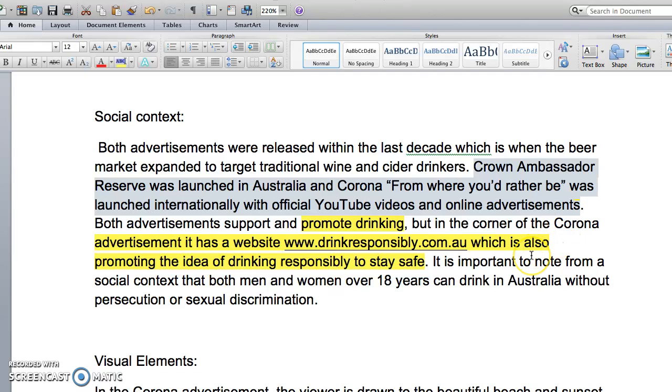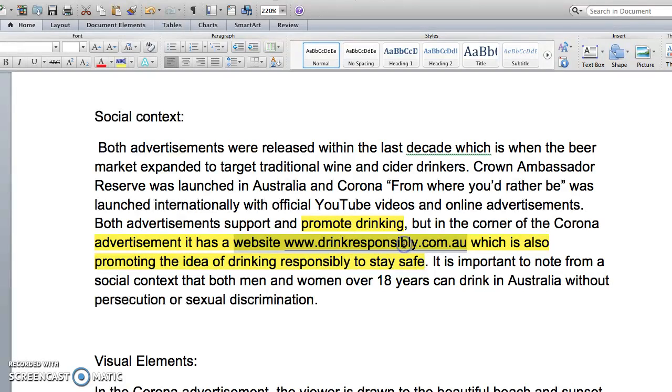With the Reserve, you need to show that as people's tastes have become more sophisticated, a market has opened up for this particular product, or the people who made it saw an opening. Now be careful, they don't promote drinking. What they're doing is trying to create an emotional connection to make you want to drink Corona.